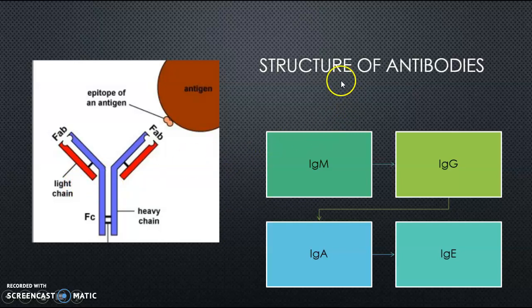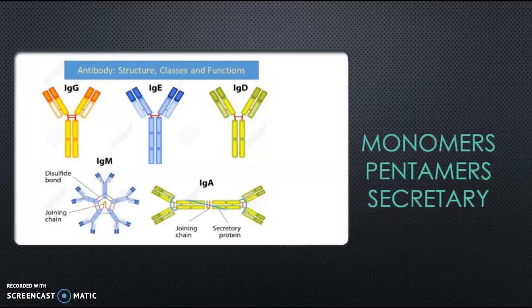There are 5 classes of antibodies: IgM, IgG, IgA, IgE, and IgD. These are known as monomers, pentamers, and secretory. The IgG, IgE, and IgD are monomers. So you can look at this as GED. It's one of the first things you need to get if you didn't finish high school. So remember the first things: monomers, GED.